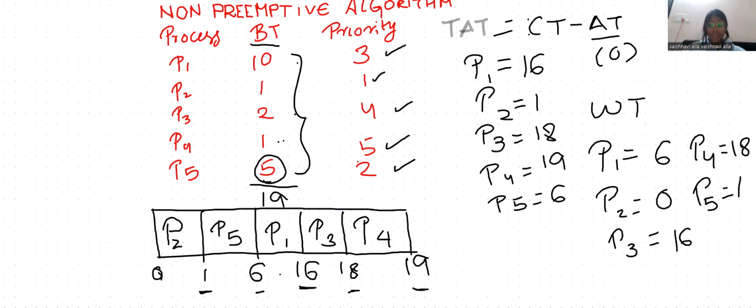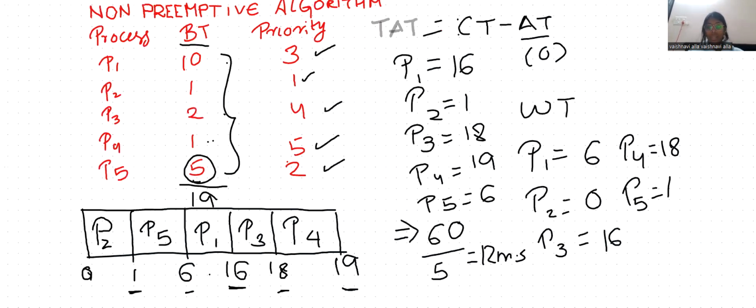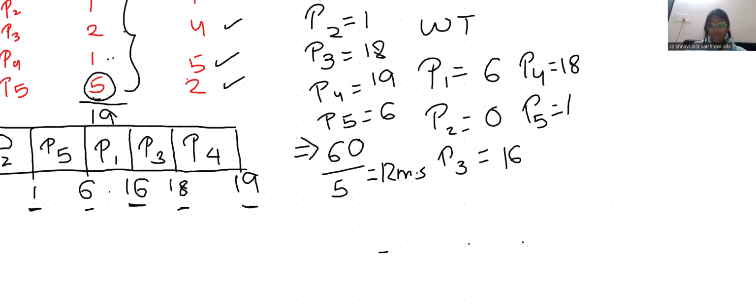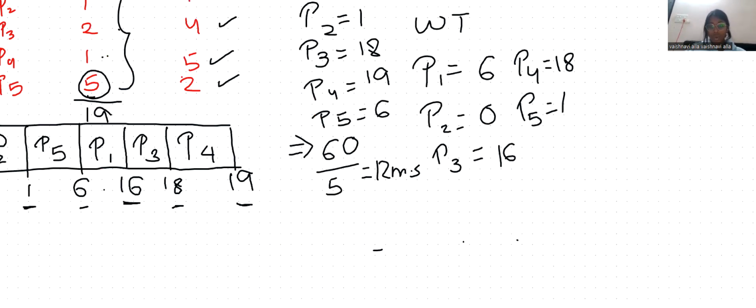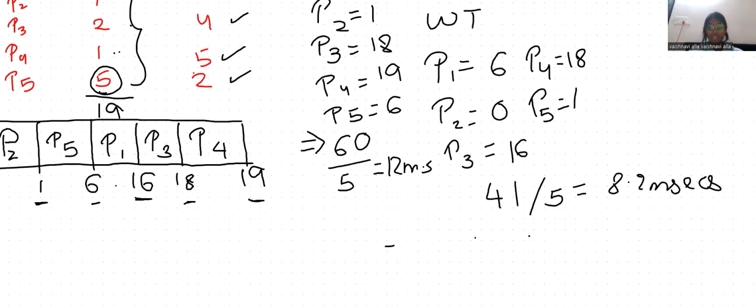For the average turnaround time, we add the whole of it and we get 60, and we divide it by the number of processes, which is 5. So we have 12 milliseconds. After we calculated the waiting time, we have the sum of it, which is 41, and we divide it by the number of processes, which is 5, giving us 8.2 milliseconds. That means it takes 8.2 milliseconds on average to wait and go on to the next one.